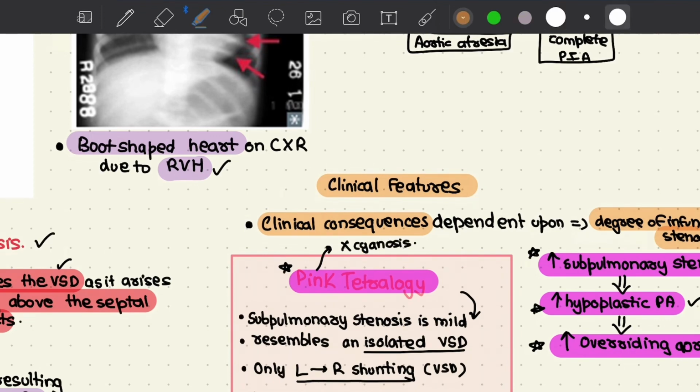So whenever there is a subpulmonary stenosis which is mild, it will resemble an isolated ventricular septal defect, and due to this we will only get left to right shunting and no right to left shunting, and hence there will be no cyanosis.